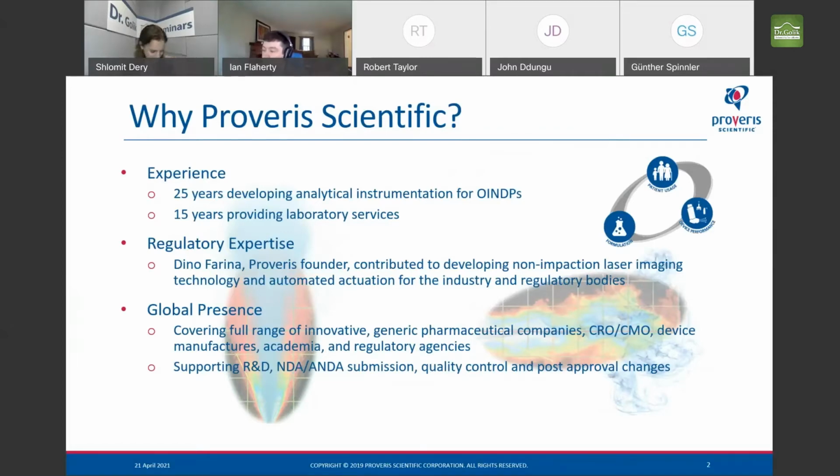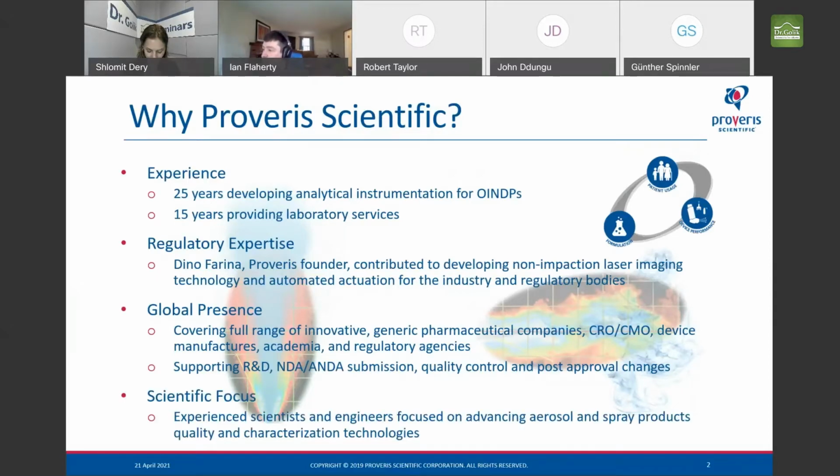So we have a global presence at this point. We have customers that are major pharmaceutical companies, contract research, as well as contract manufacturing. We also work with different device manufacturers, as well as regulatory agencies across the world, including the FDA, the EMA, China FDA, just to name a few. We are primarily scientifically focused, so we work on a lot of new applications, and have an applications lab that is capable of supporting customers' custom projects, things like that.